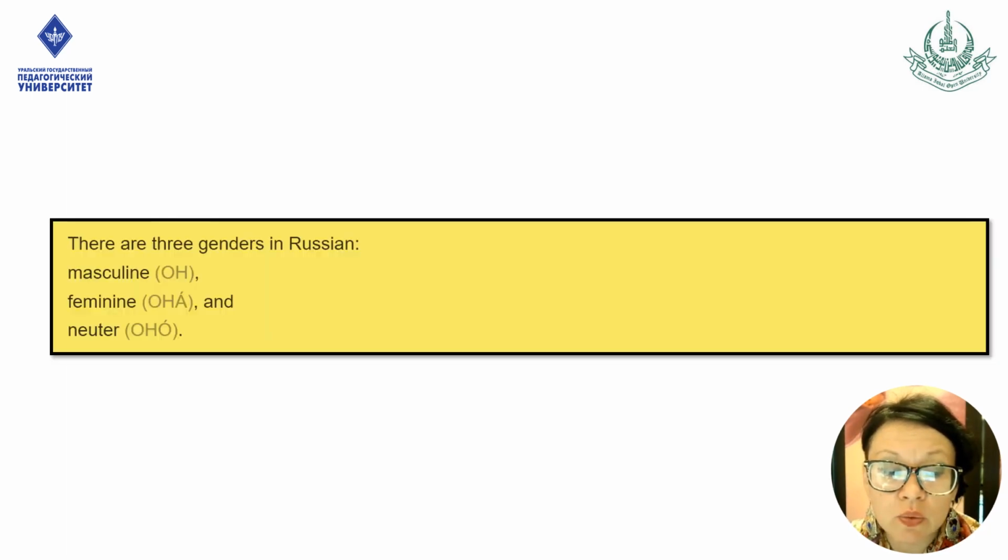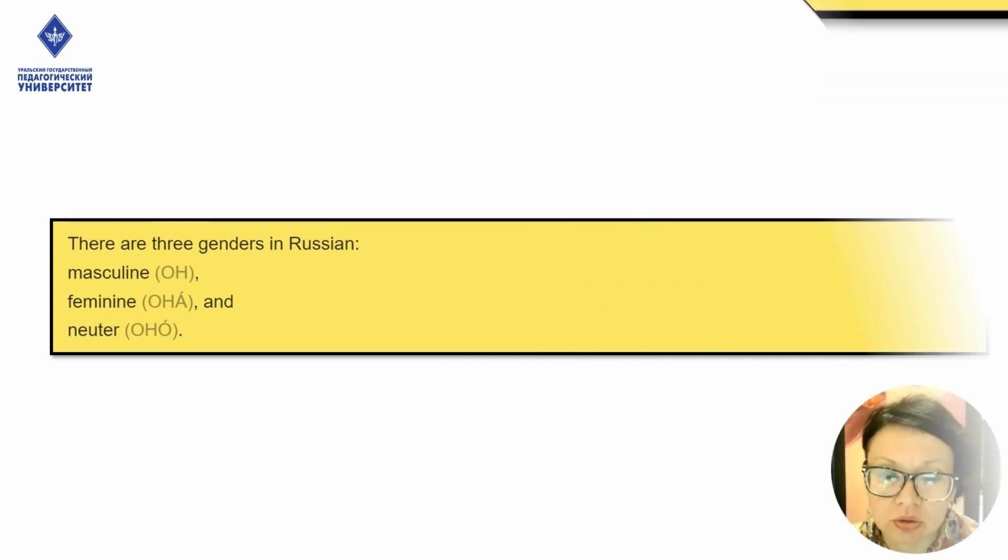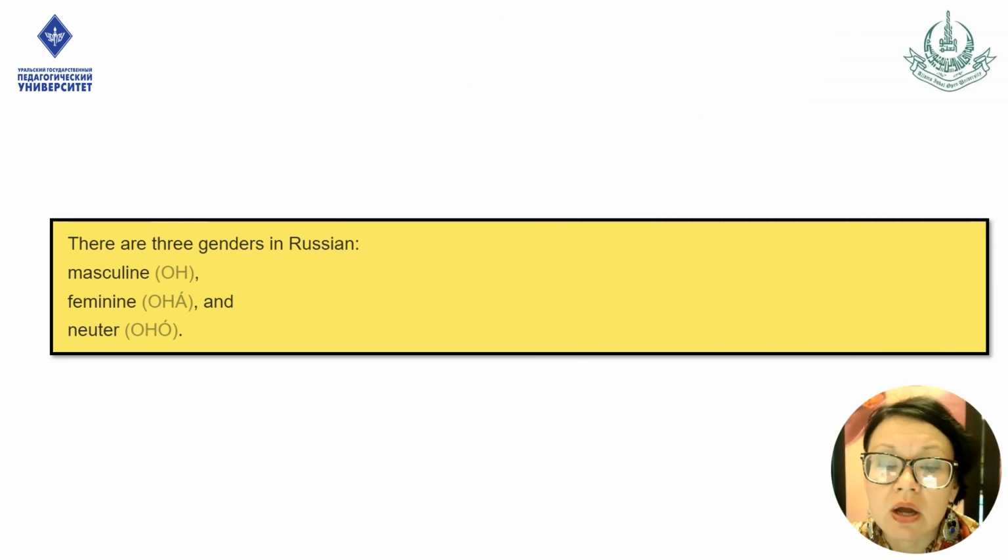Right? So today we are doing Russian gender, род. There are three genders in Russian: masculine, feminine, and neutral. Masculine, он. This is a personal pronoun which corresponds to English he. Feminine, она. This is a personal pronoun which corresponds to English she. And neutral, оно. This is a personal pronoun which corresponds to the English pronoun it.